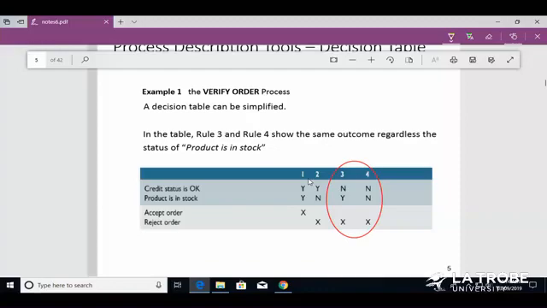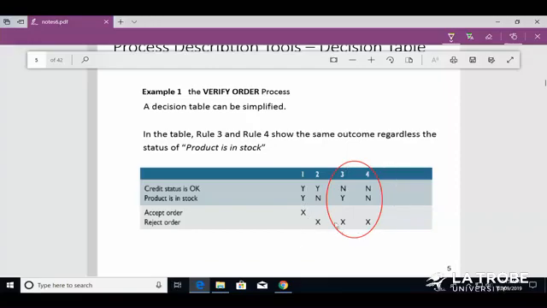So, how can we simplify the decision table? A decision table can be simplified. In the table, rule 3 and 4 show the same outcomes, regardless of the status of product in stock. So, in order to simplify any decision table, we need to look at the outcome. For example, we cannot combine rules 1 and 2, because they have different outcomes. So totally they are different rules.